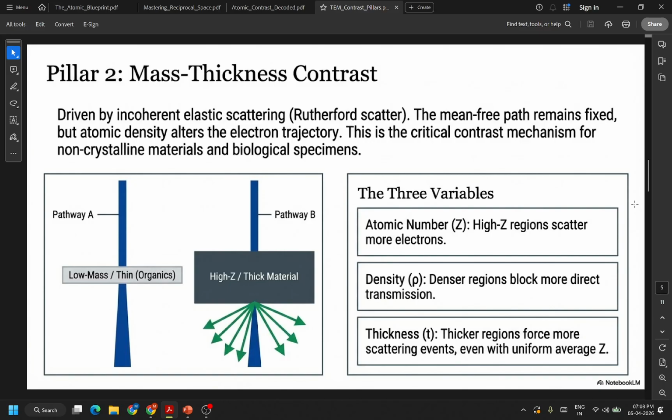If I have a low mass or thin material, there won't be much change in the electron trajectory, but if you have a thicker material or a high Z material, there will be a large change in electron trajectory. Atomic number: high Z regions scatter more electrons. Density: denser blocks block more direct transmission. Thickness T: thicker regions force more scattering events even with uniform average Z.